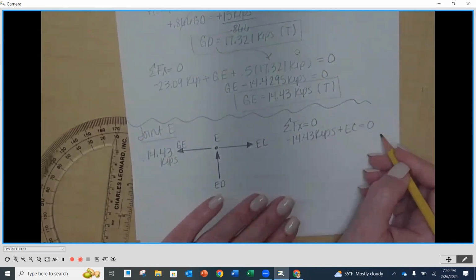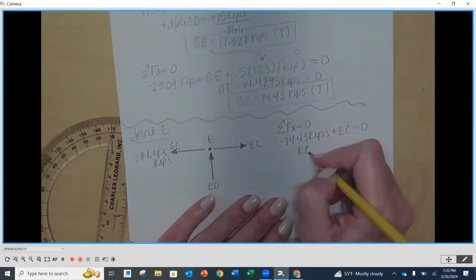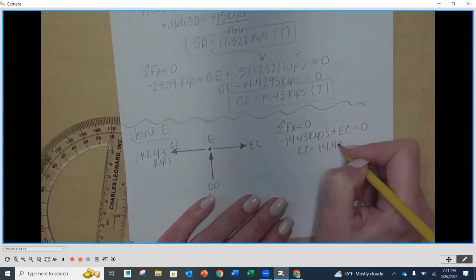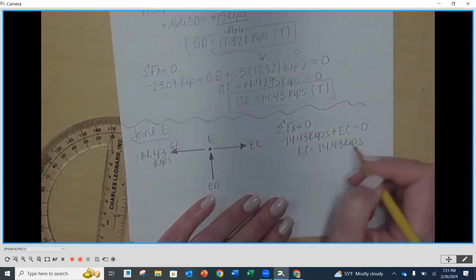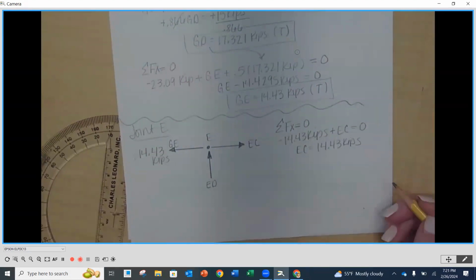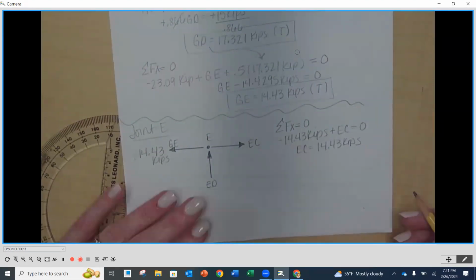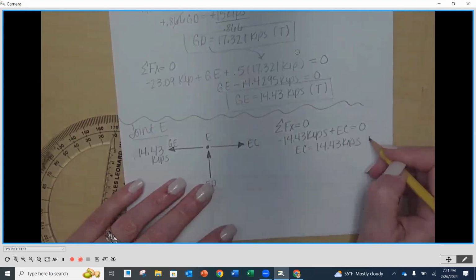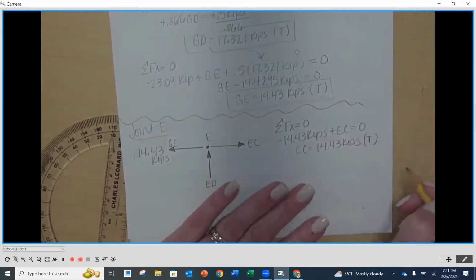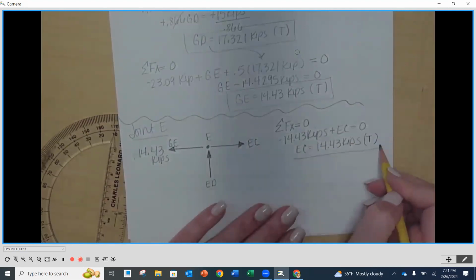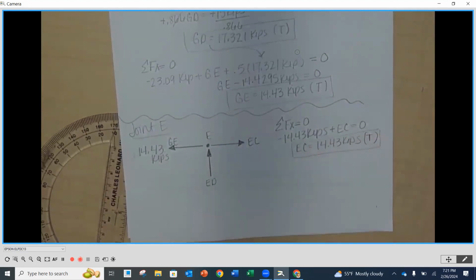Move this to the other side. EC is equal to 14.43 kips. A positive value means the direction I assumed was correct, which I was pretty sure about. And it's pulling away, so this is in tension. Box it because this is one of my answers. I need to determine the force in that member.